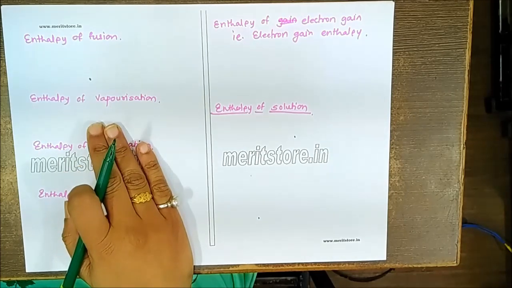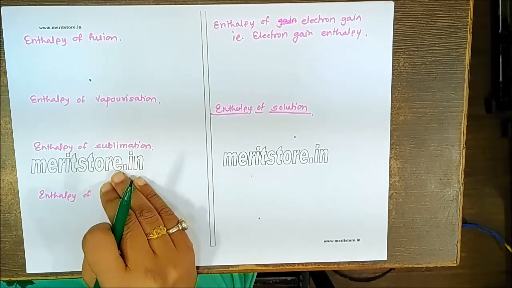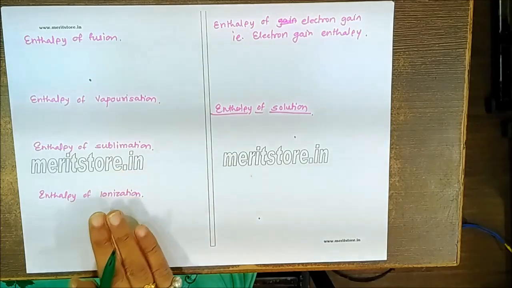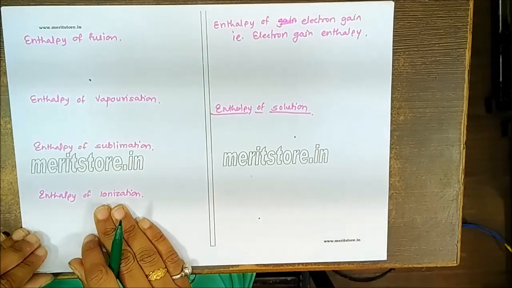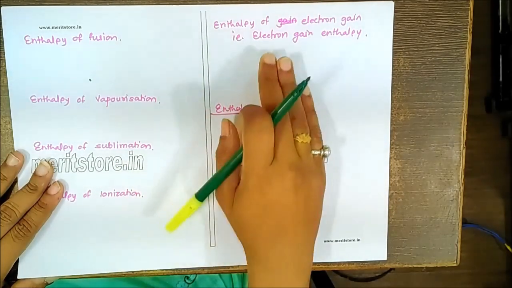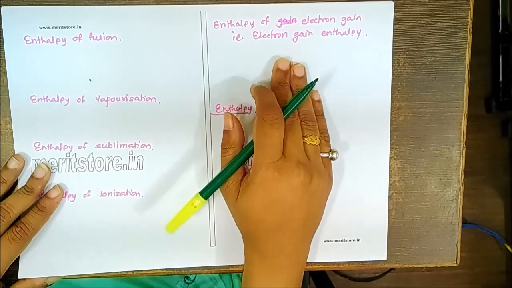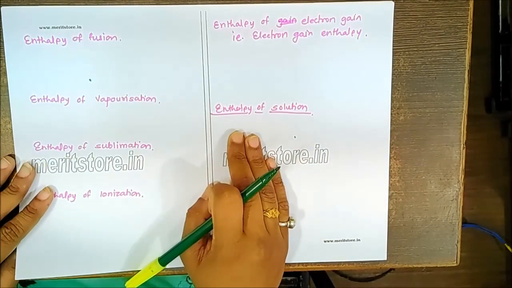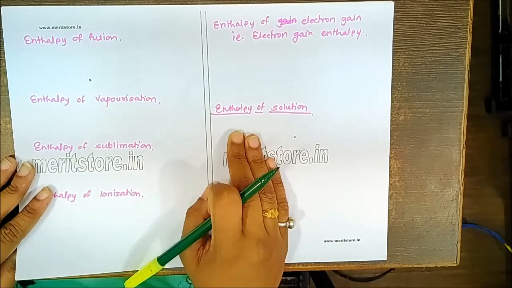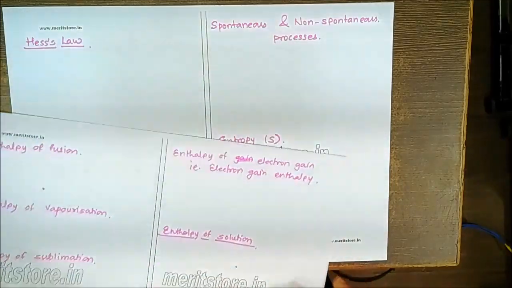Enthalpy of vaporization: 1 mole of a substance or liquid which is vaporized. Enthalpy of sublimation: 1 mole of a substance converted into the gaseous phase. Ionization enthalpy is the removal of an electron from each atom of 1 mole of a gaseous substance. Electron gain enthalpy is the enthalpy related to 1 mole of a gas when its atoms gain an electron in the outermost shell. And enthalpy of solution is the dissolution of 1 mole of a solute in around 1 liter of a solvent. We call it the enthalpy of solution.